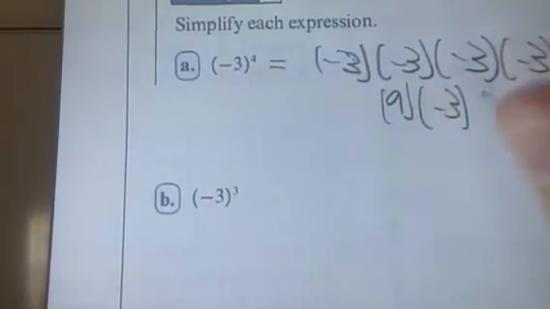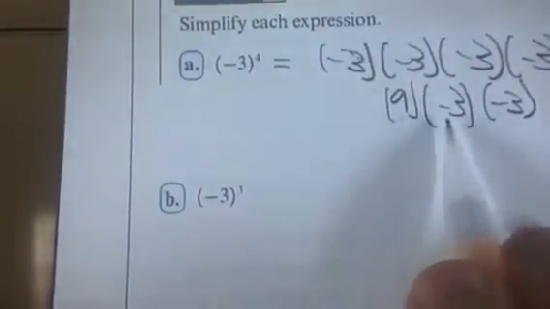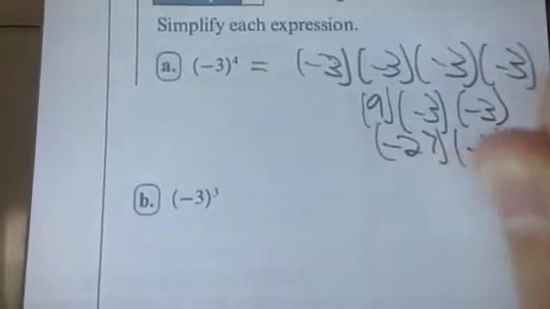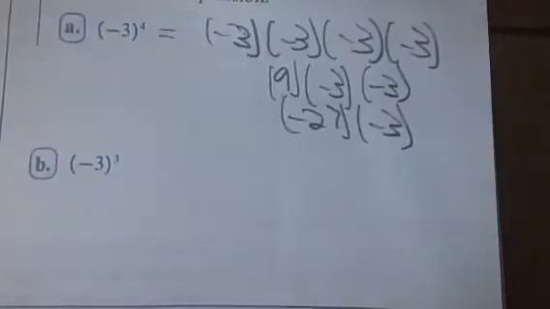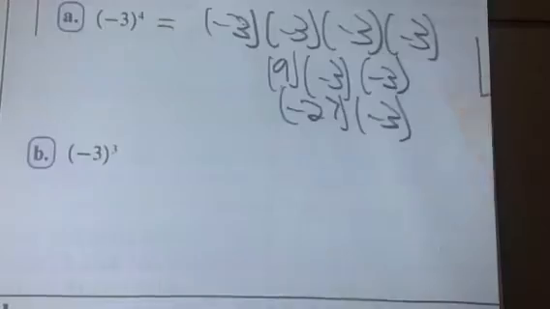Bring down everything else. Positive 9 times negative 3 times negative 3. I've got a positive 9 times a negative 3. That gives me a negative 27 times a negative 3. I brought down everything else. I'm only doing one operation at a time. Negative 27 times negative 3. A negative times a negative gives me a positive 81. Okay? Now, let's look at this next one.